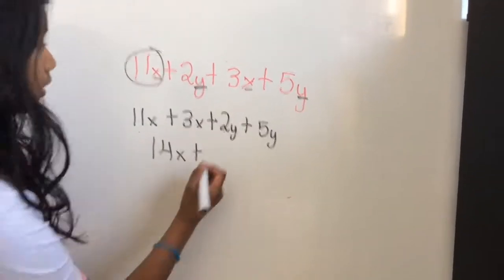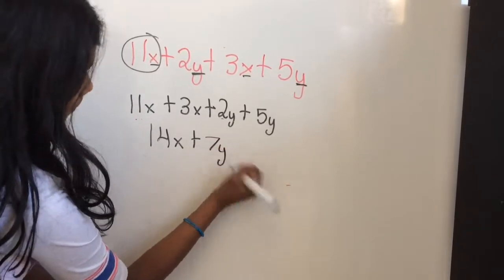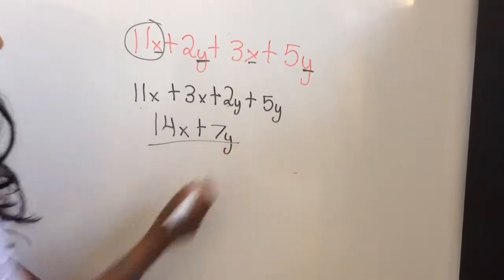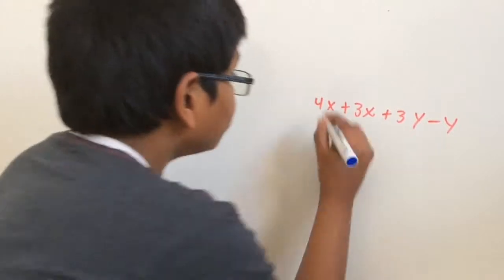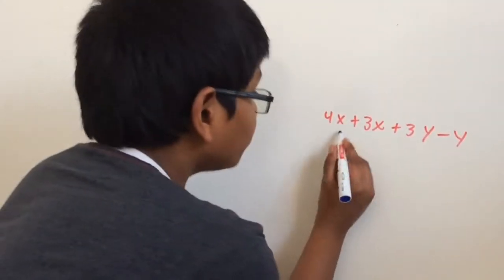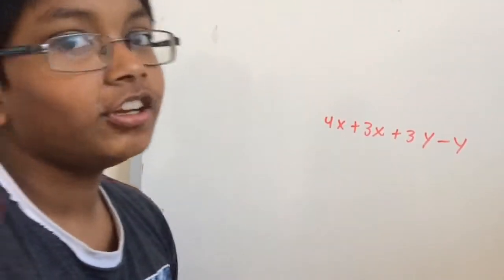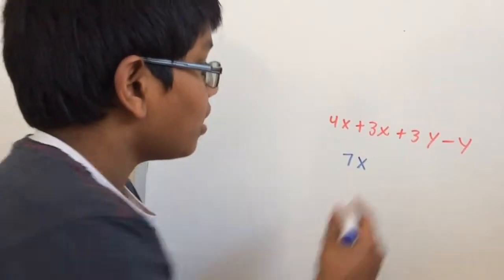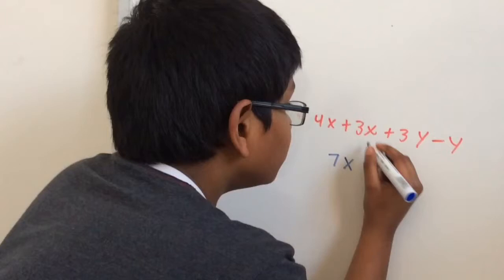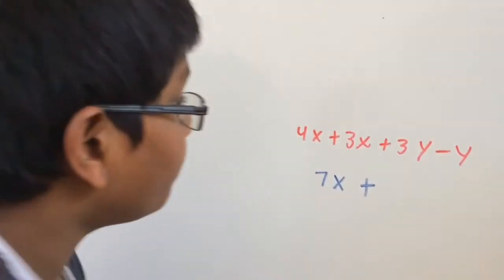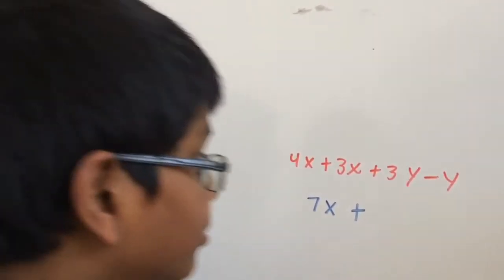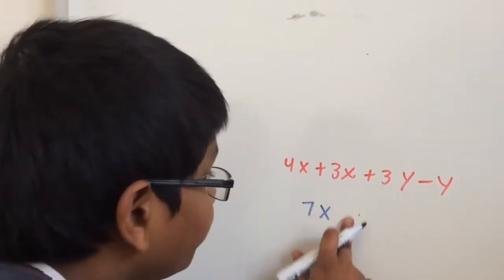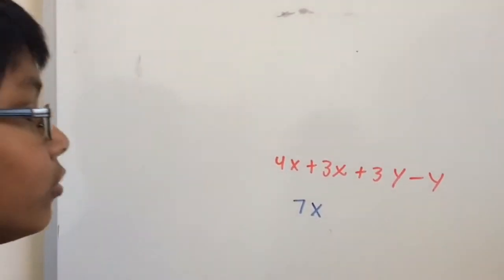2y plus 5y. Simply, it's 7y. And that's the answer. So this is actually quite easy as well. So 4x, just leave the x there, and then 4 plus 3, easy, 7. And then we just put the x in, so 7x. And then you see plus 3y minus y, which is 2y.